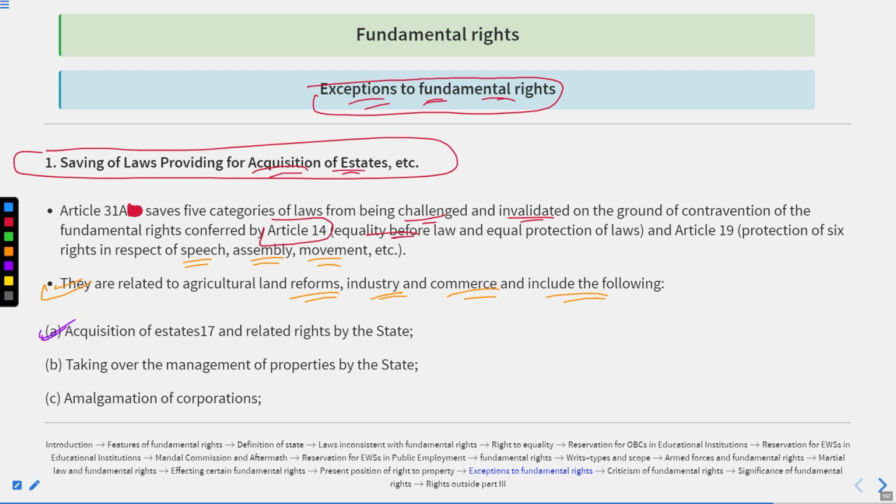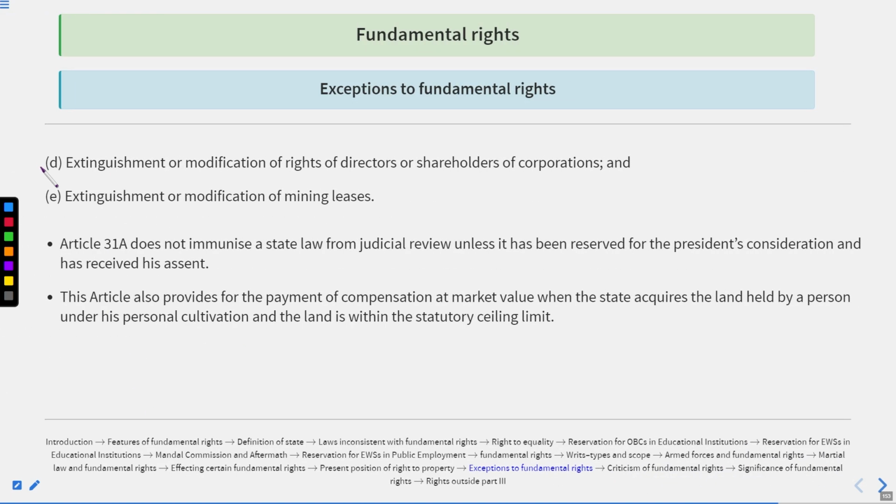First is acquisition of estates and the related rights by the state. These things could not be challenged in the court. Taking over the management of properties by the state, amalgamation of corporations. All right. Thereafter, extinguishment or modification of rights of directors or shareholders of corporations, and extinguishment or modification of mining leases.